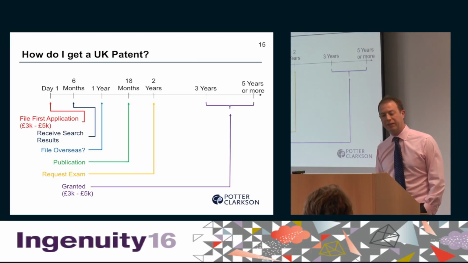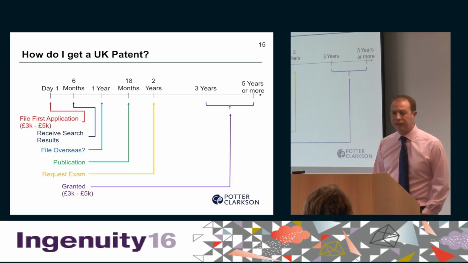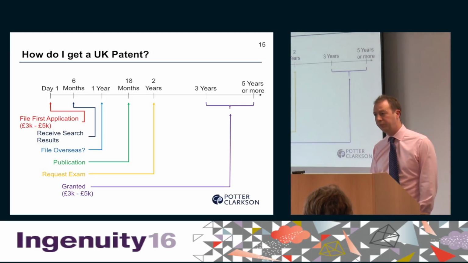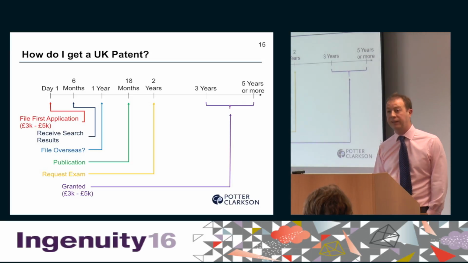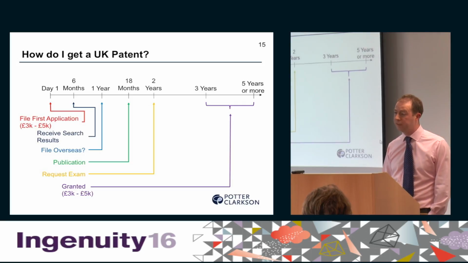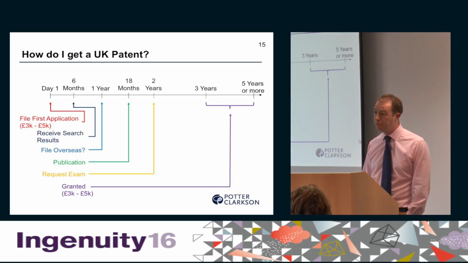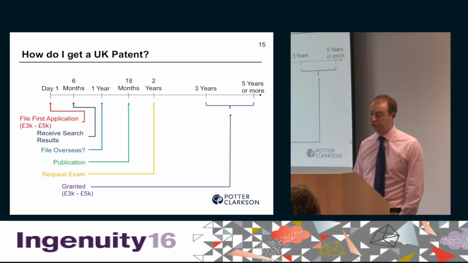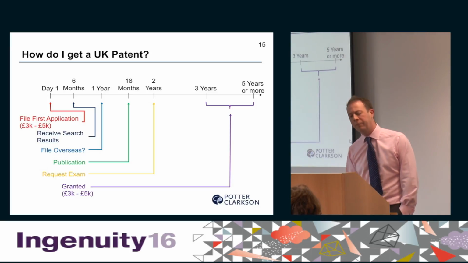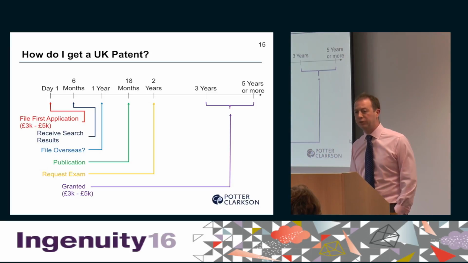So how do you get a UK patent? It starts on day one when you file your first application. Usually we suggest filing that in the UK because official fees are relatively low, and also because we can get our search quickly. So a general idea of costs would be £3,000 to £5,000 on day one.